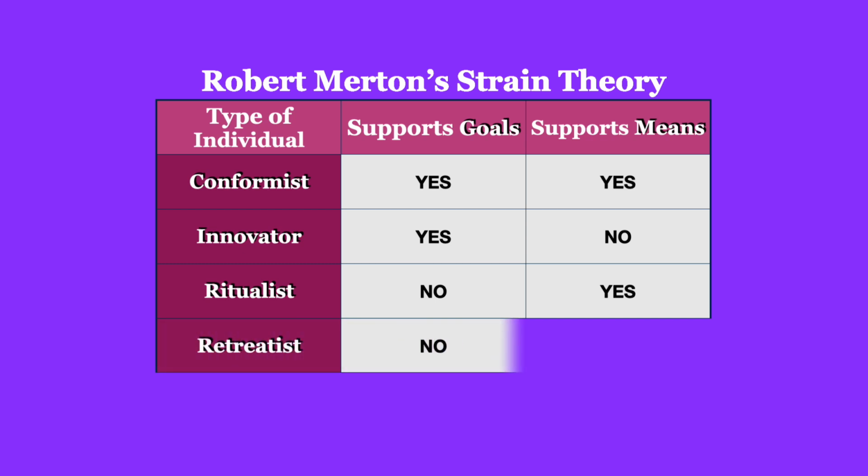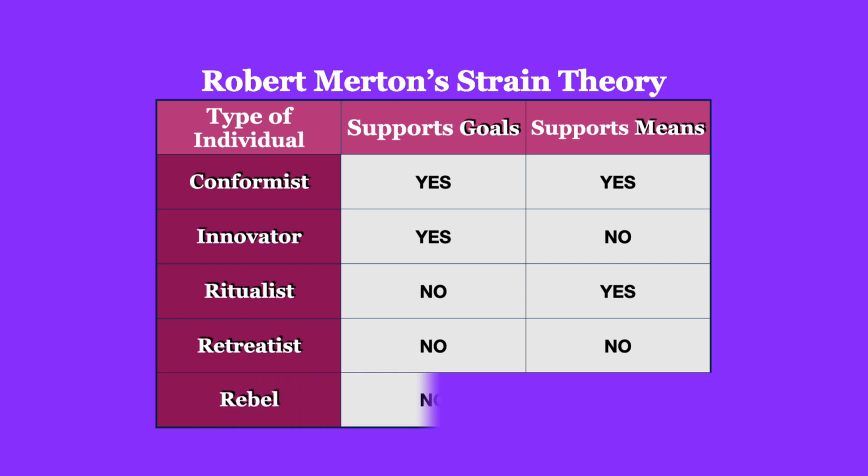Then Merton says we also have retreatists. Retreatists do not support the goal, do not care about the American dream, and they do not support the means by which to do it. They have retreated from society. They're out in the woods, living off the grid, doing their own thing.